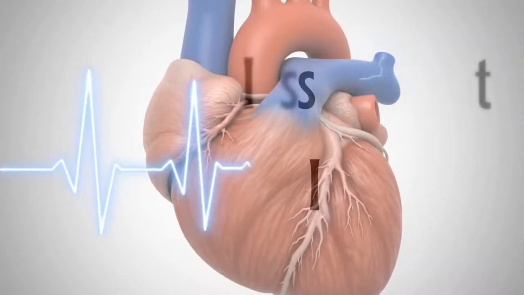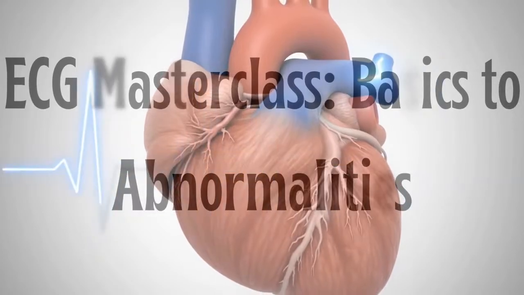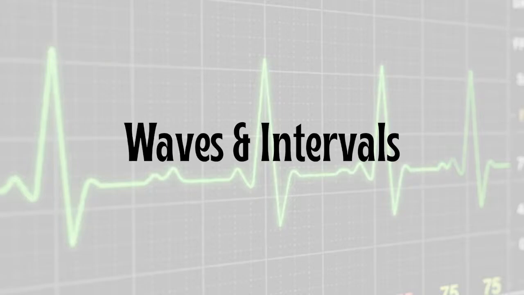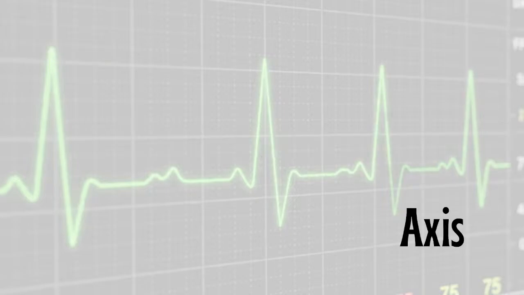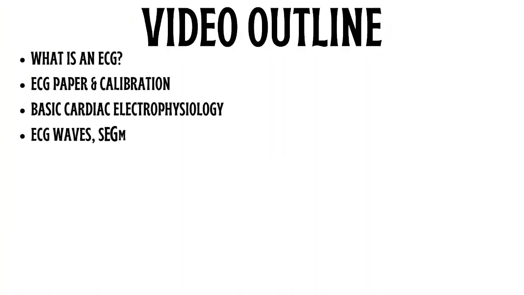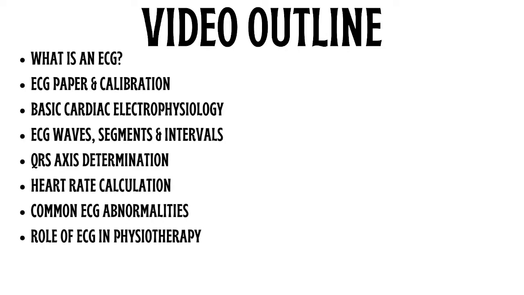Welcome to this ECG Masterclass. In the next few minutes, we will move from the fundamentals of the electrocardiogram to the interpretation of complex abnormalities. You will learn how to recognize normal waveforms, measure segments and intervals, determine the QRS axis, calculate heart rate, and identify rate, rhythm, and conduction disorders with confidence.